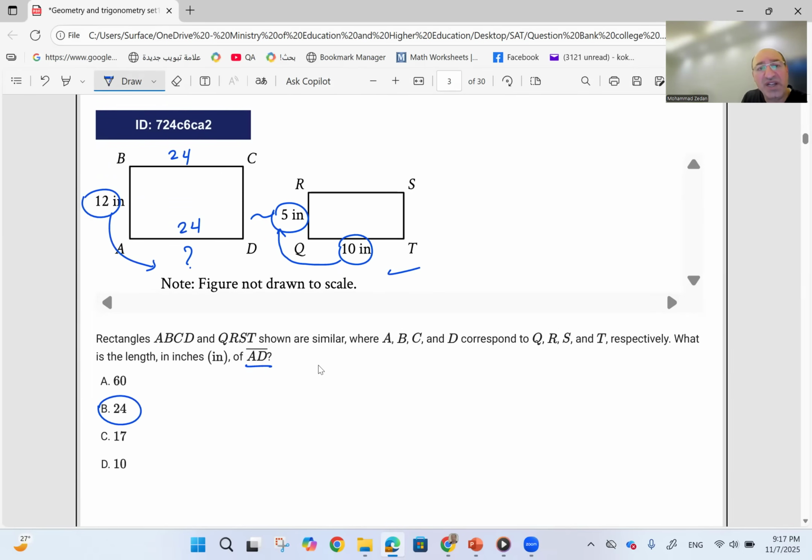So instead of writing the normal equation, the similarity, the proportionality between corresponding sides, the original solution says that AD over 10 is equal to 12 over 5. I used AD over 12 is 10 over 5. Same. You will get the same value. No problem.